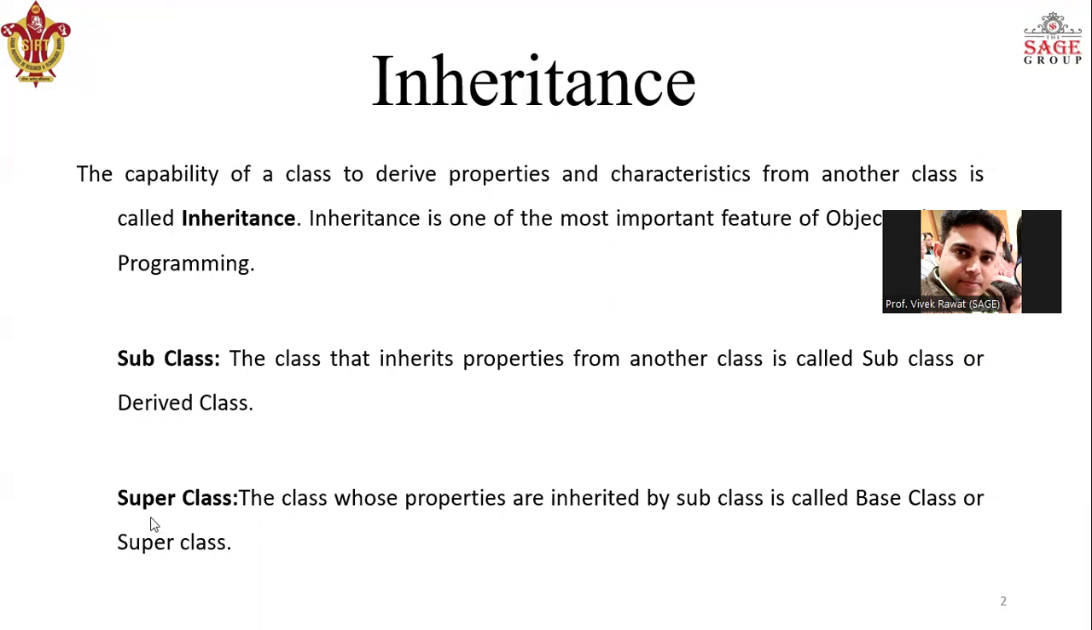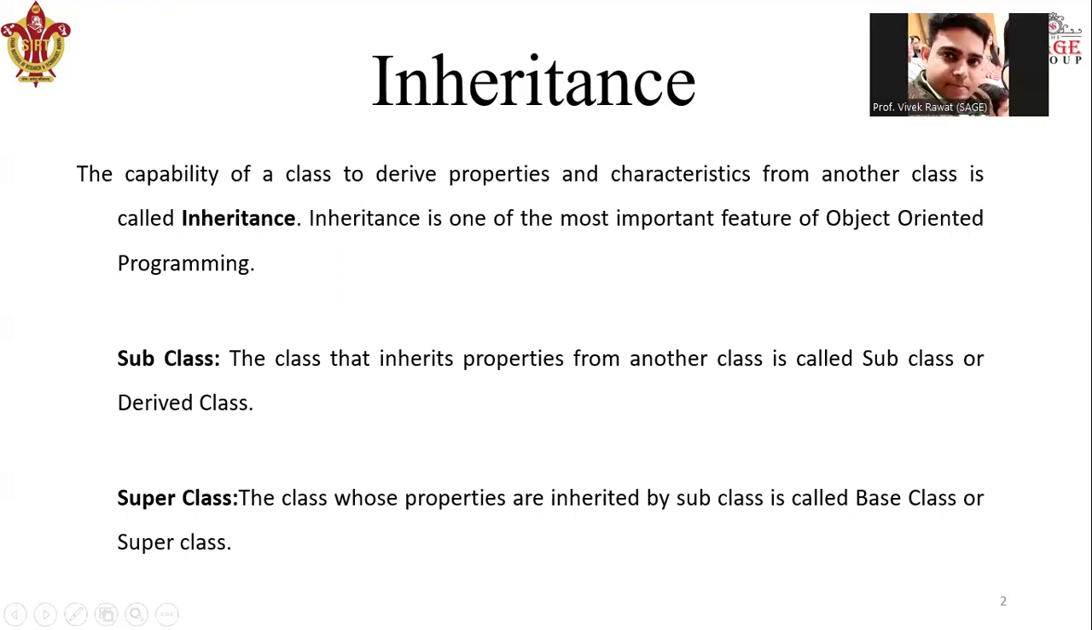What is a subclass? A subclass means the class that inherits properties from another class, and it is called a subclass or derived class. What is a superclass? A superclass means the class whose properties are inherited by the subclass. The class whose properties are inherited by a subclass is called a base class or superclass. So this is the basic definition of inheritance.